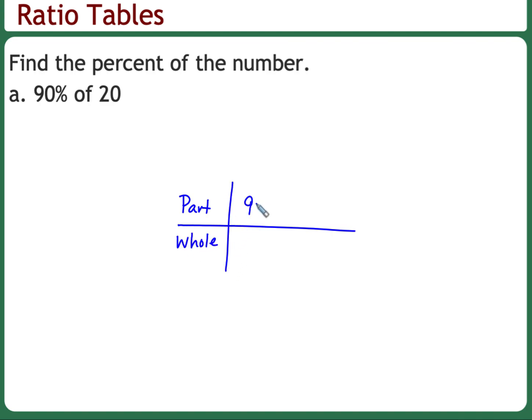And we know 90% is 90 over 100, and we want to figure out, well, if we have 20 as our whole, what is going to be the part of that? Now if I look at this, I don't need to simplify 90 over 100 because there is a direct way to get to 20 from 100 by dividing by 5. So 100 divided by 5 is 20, so now I could do 90 divided by 5. And if I do 90 divided by 5, that gives me 18. Just like with the double number line, 90% of 20 is 18.